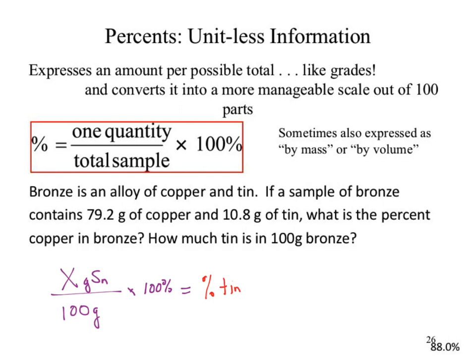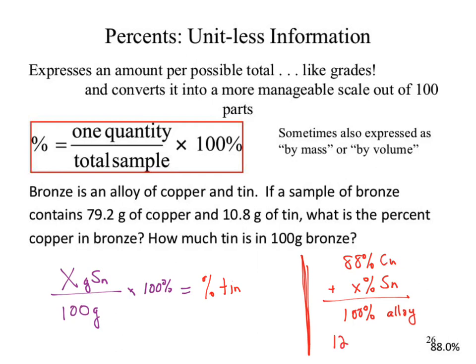You know 88% is copper, so you can use 88, and you know it's 100% total. I know 88% of my sample is copper. Okay. There's some X amount of tin percent, and if I add those two numbers together, what do they have to equal? 100% of the alloy, which means I now know tin is 12%.